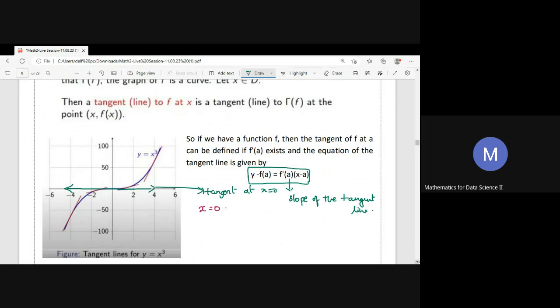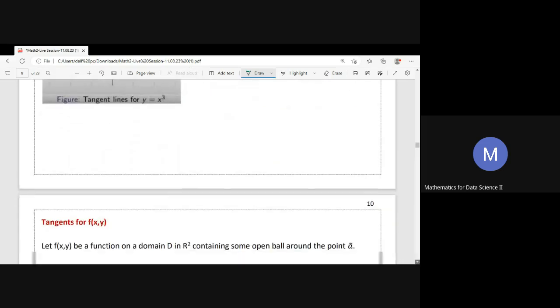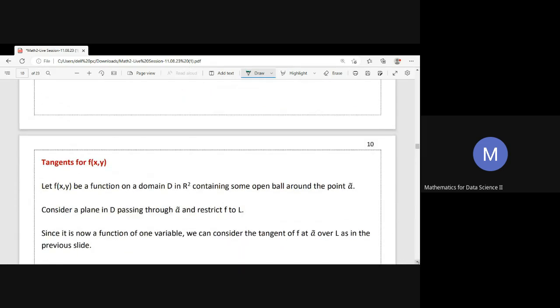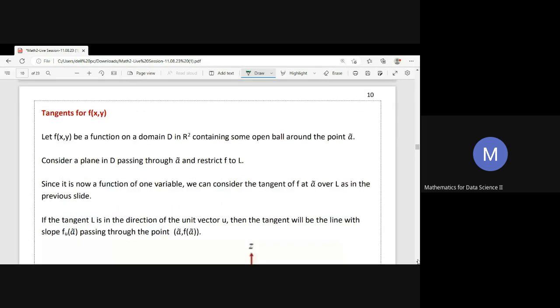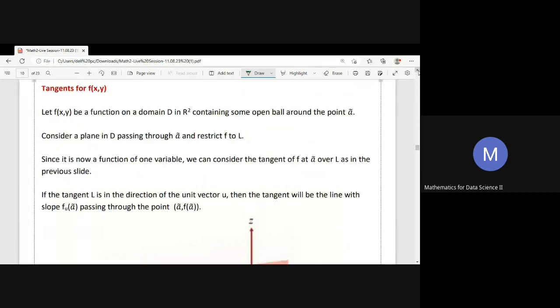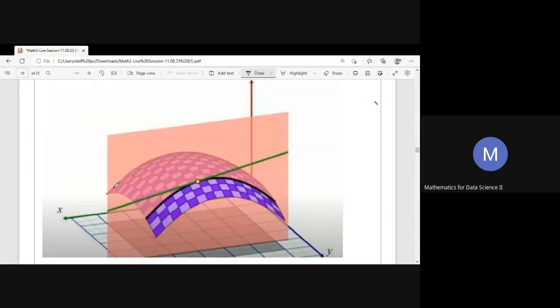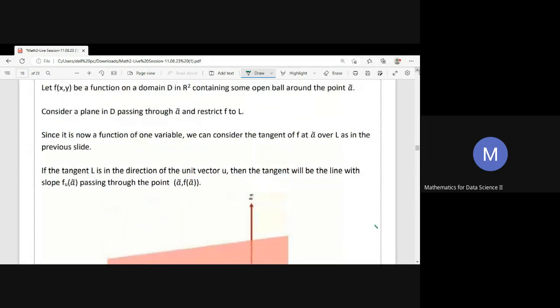Now, with this in mind, let us look at what are tangents for f of x comma y. First, let us look at functions of two variables. Then we will generalize it for n variables. So let f of x comma y be a function on a domain D in R2 containing some open ball around the point A tilde. For example, we are considering this surface you see here in purple color, the graph of f of x comma y.